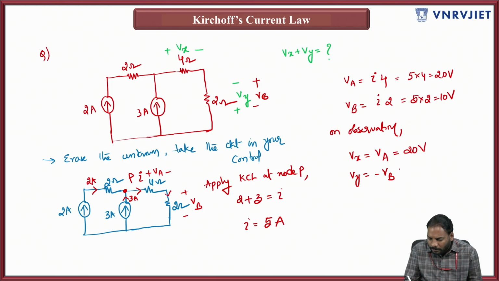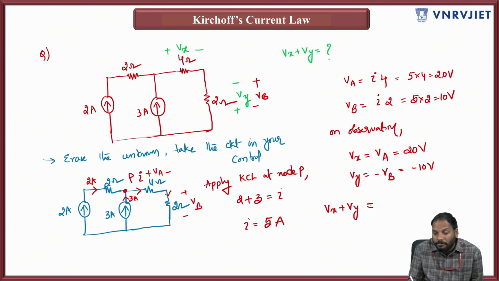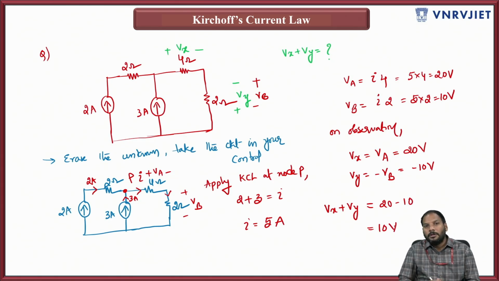Okay, and minus VB, the VB value I already got, right? So you can write it as minus 10 volts. So from this logic, the value asked in the question is Vx plus Vy. As I got the values of Vx and Vy, it is very simple to substitute. So that means 20 minus 10, and this value is directly 10 volts.